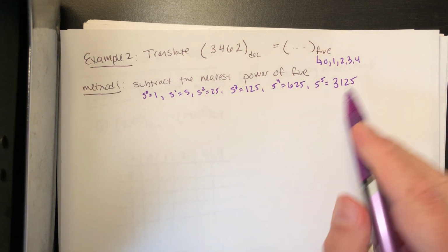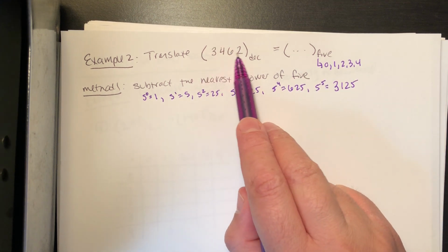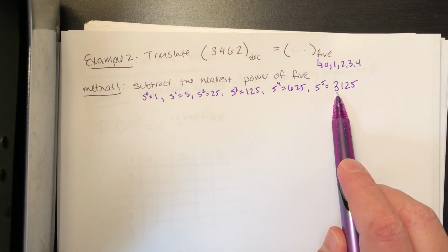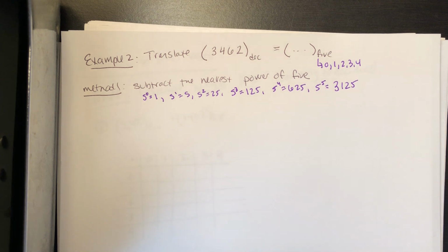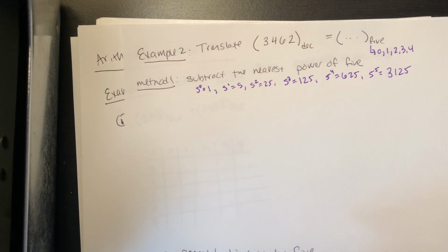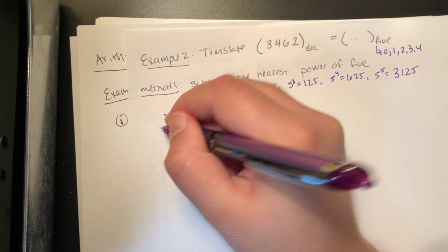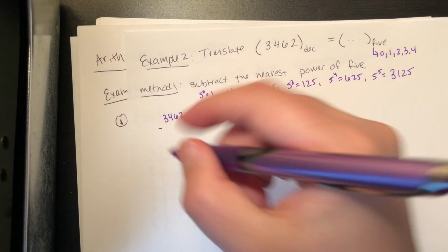And I can see how if I multiplied by another factor of 5 here, I'm going to get something way, way bigger than 3462. So I don't have to go any further than this. This is going to be my nearest power of 5. So this method says to subtract from our original number, 3462, the nearest power of 5, that would be 3125.